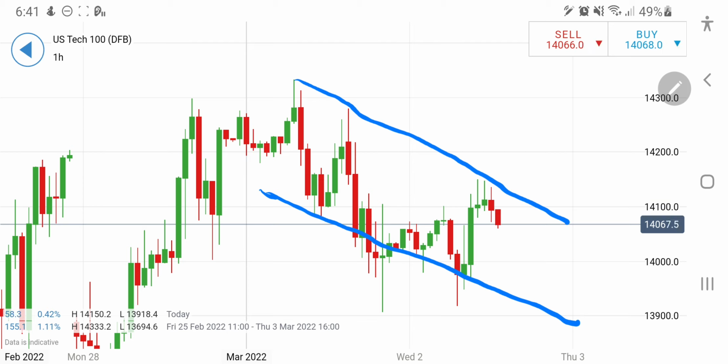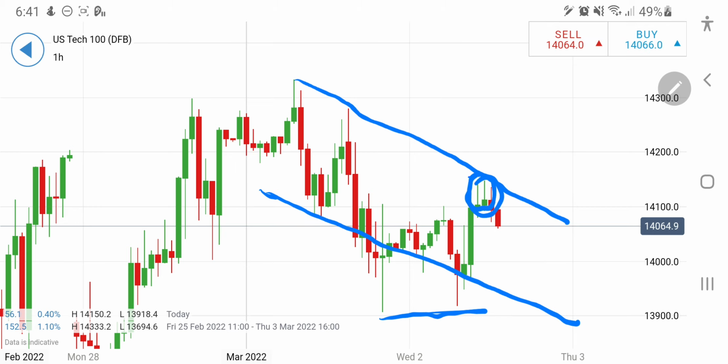Roughly drawn channels here, and here is the support at 13900. Breaking this, definitely there is a strong drop. Also on the hourly charts, you can see it is failing to go past this zone at 14150. Remember, 14100 and 14150, these are the two strong resistance levels, as I shared in my morning analysis also. So till the time it remains below 14150, definitely it is again looking towards 14,000 and below 14,000.